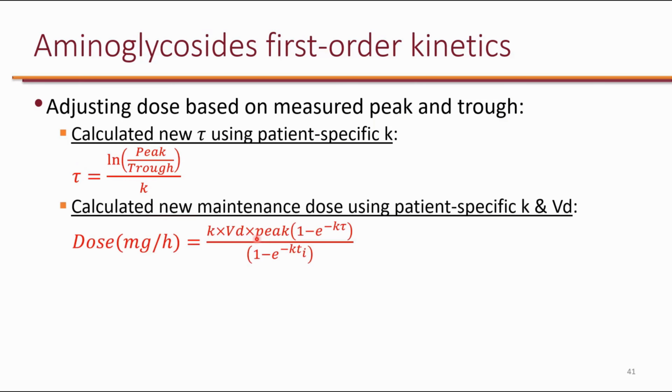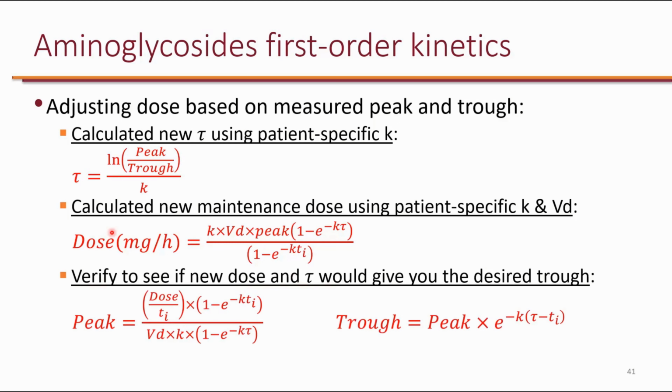And then using the new tau and using the individualized K and the individualized volume of distribution, now we come up with a dose that's very accurate in the patient. Once we get the dose and tau, then we can actually verify to see if the new dose and frequency is going to give us the peak and trough that we want. So we can actually use this to estimate what peak we can expect from this dose and frequency.